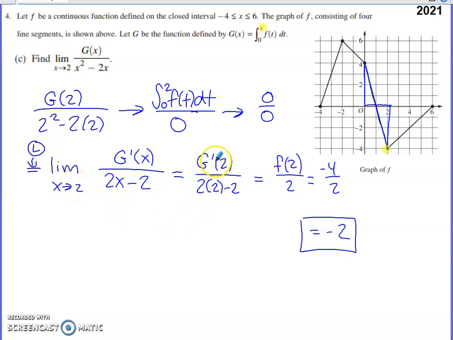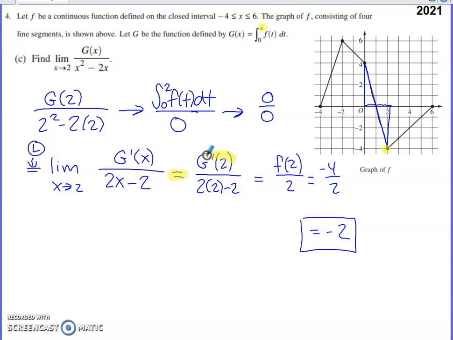So g prime of 2 is what I end up with in the numerator. 2 times 2 minus 2 is what I get in the denominator. You will notice I've used equal signs across this line, and what told me I was going to be able to do that here is this denominator. This denominator is not 0 anymore, so I am going to get an answer that's going to be okay when this comes to a close.